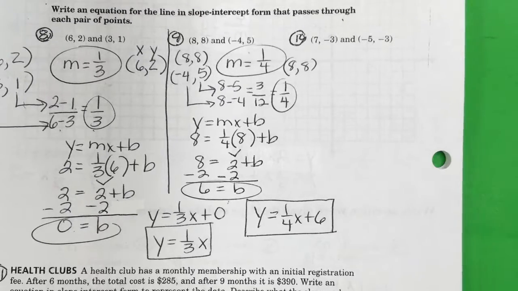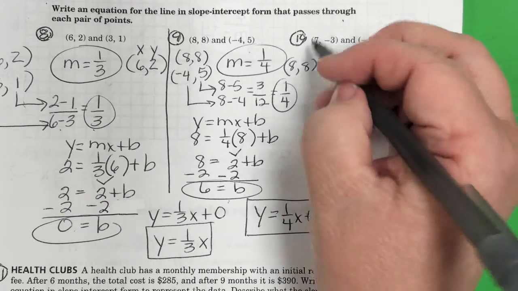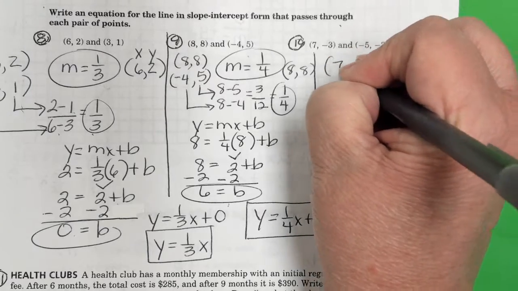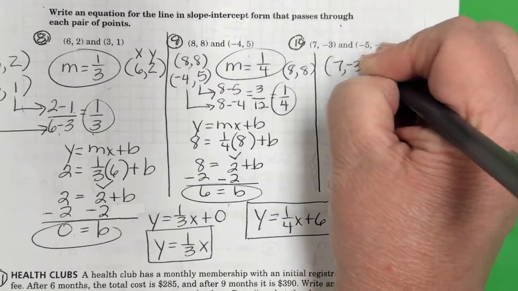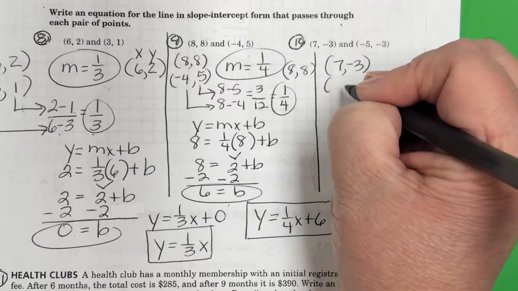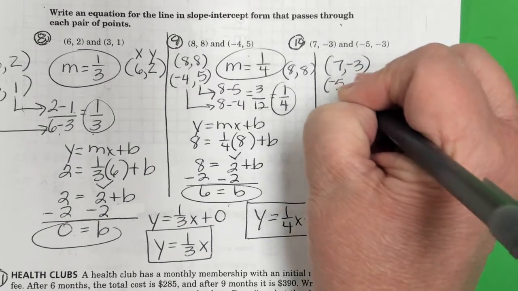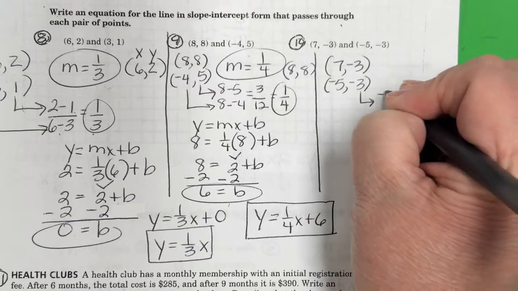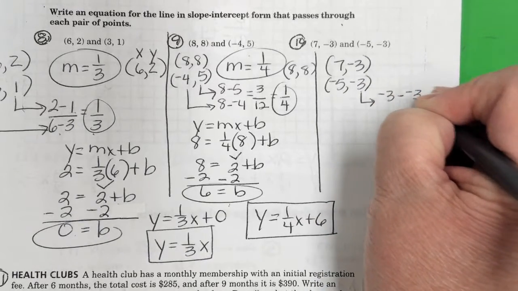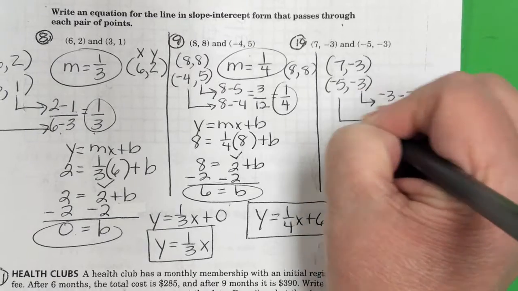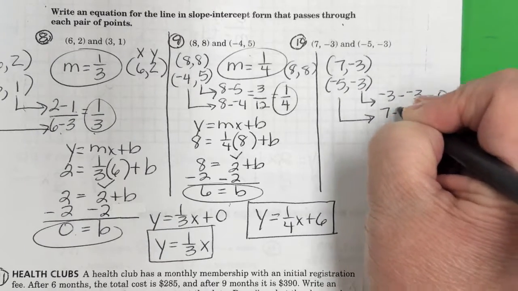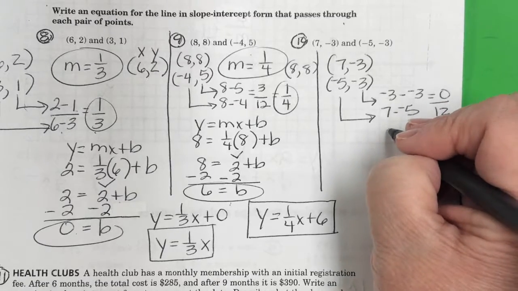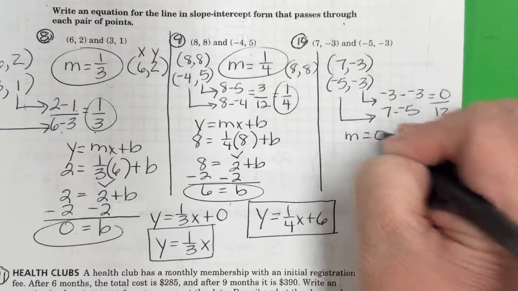Now for problem number 10. First thing we're going to do is find that slope. We're stacking them and subtracting so that we accidentally do not subtract an x and a y. All right, y minus y. -3 minus -3 equals 0. 7 minus -5 is 12. And our slope is 0.